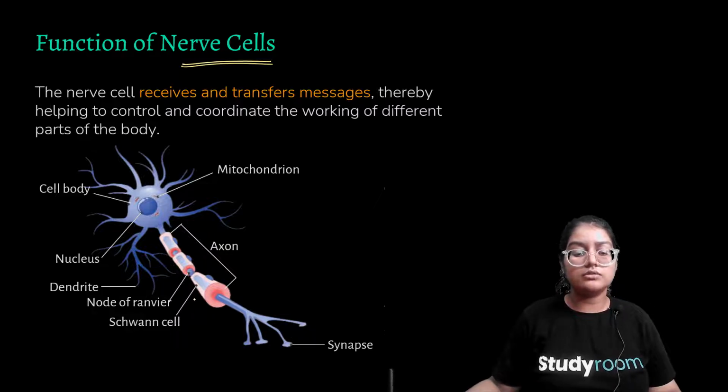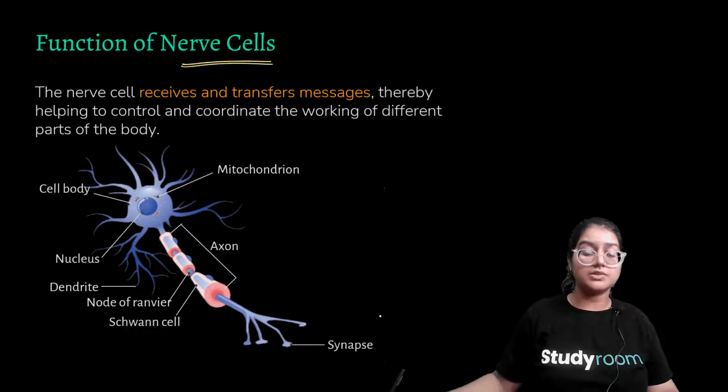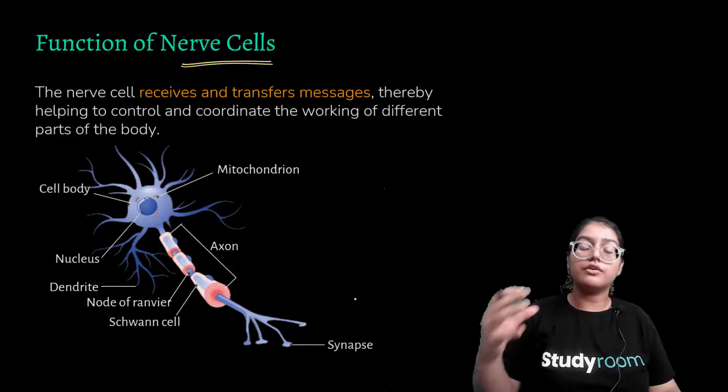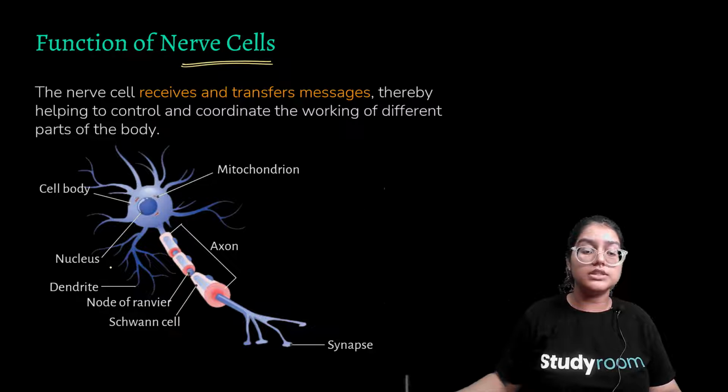Schwann cells are the nourishment providing cells. Then we have mitochondria, which provides energy. We have synapses, the nerve endings. So this is the particular structure of a nerve cell, and you have to learn these names. And the nerve cell is the longest cell.